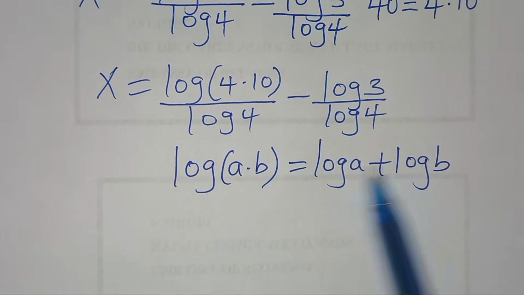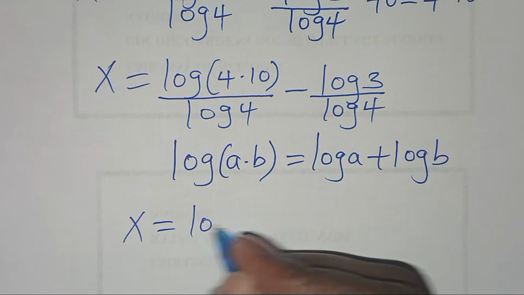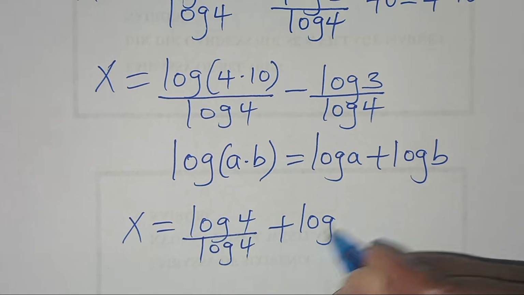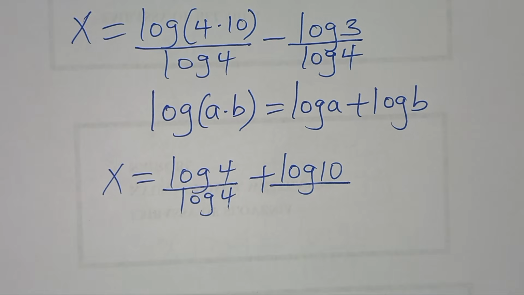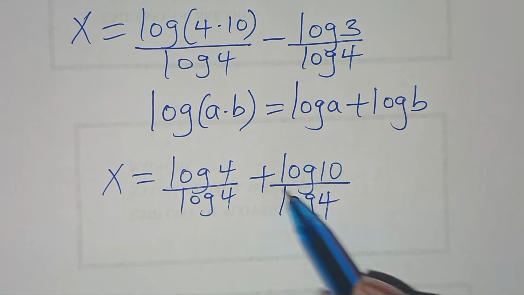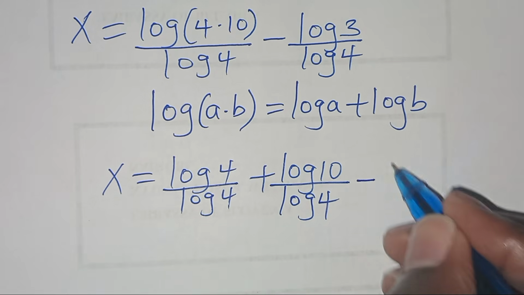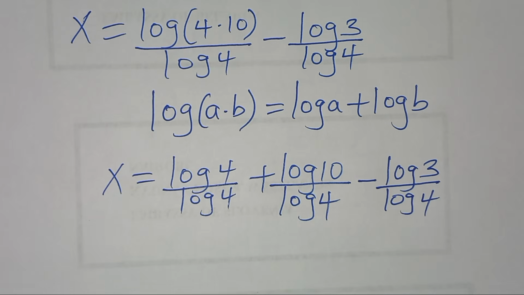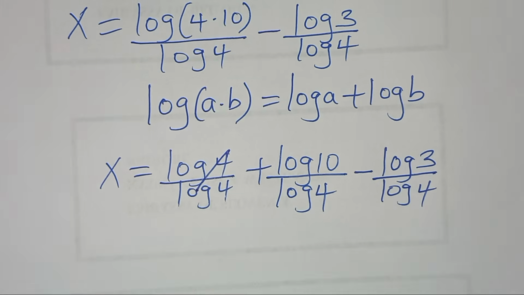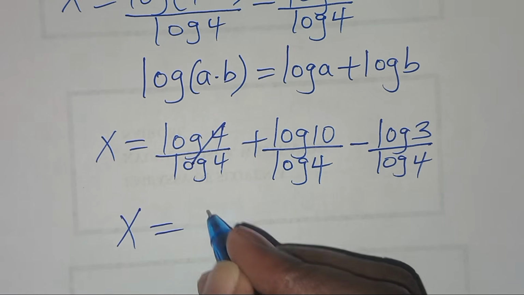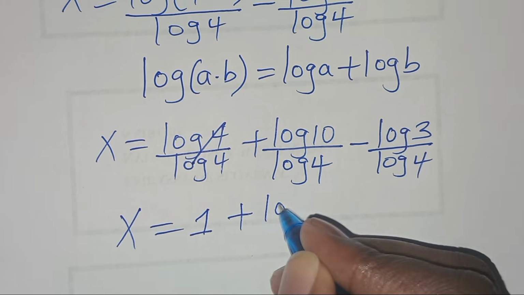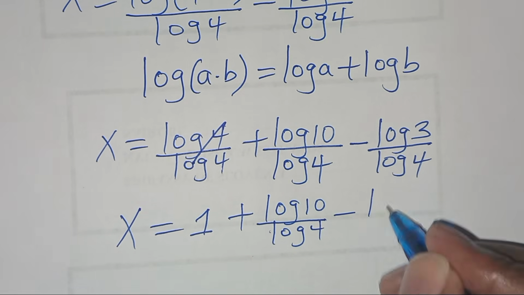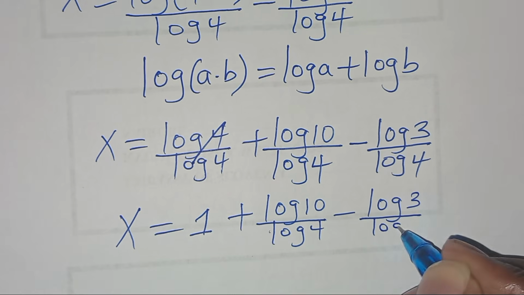So applying this logarithm property, then we have that x is equal to log 4 divided by log 4 plus log 10 divided by log 4. We have that log 10 divided by log 4 subtract log 3 divided by log 4. So clearly here, log 4 and log 4 simplifies, so that now we have that x is equal to 1 plus we have log 10 divided by log 4 subtract log 3 divided by log 4.